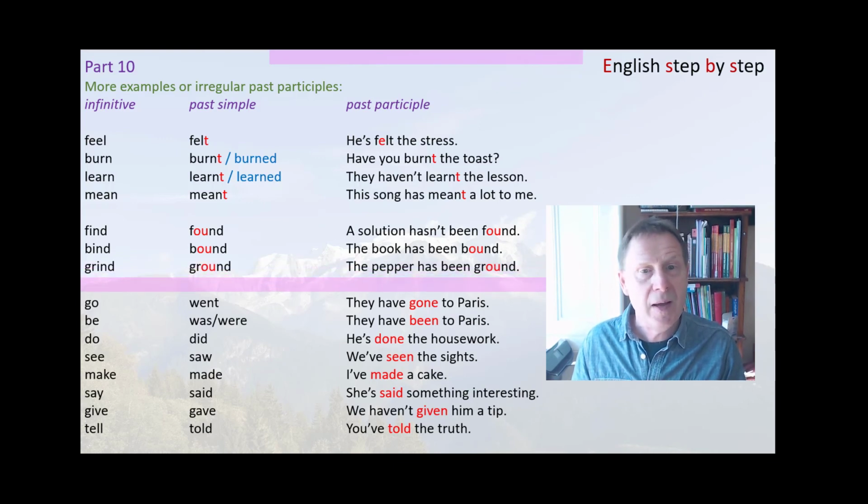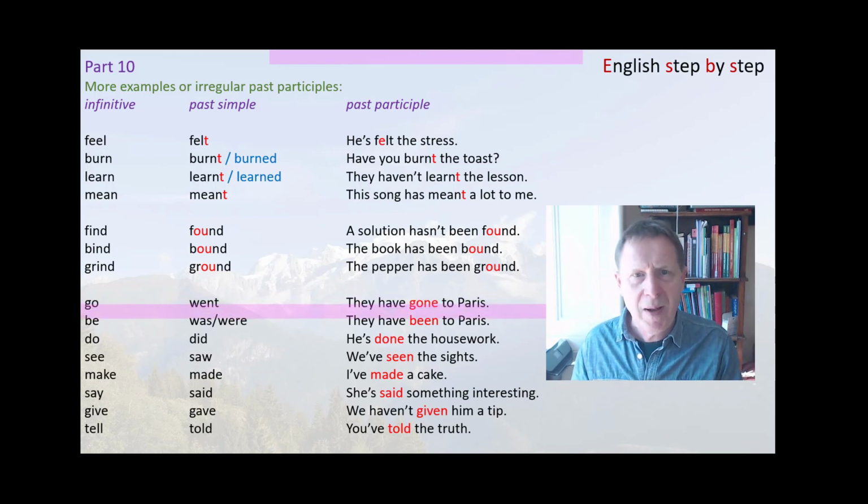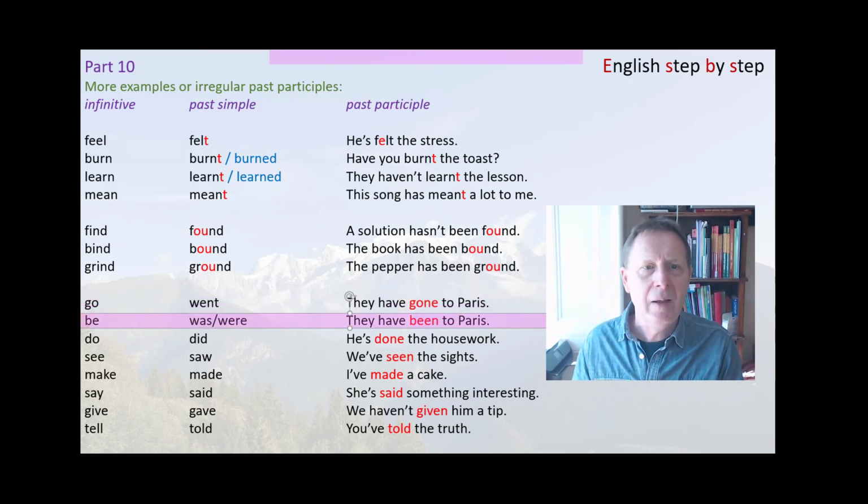Now, as with the past simple forms, there are some verbs which don't follow patterns at all, but they are irregular. For example, go, went, they have gone to Paris. Be, and then was or were, they have been to Paris. Do, did, he's done his homework. See, saw, we've seen the sights.